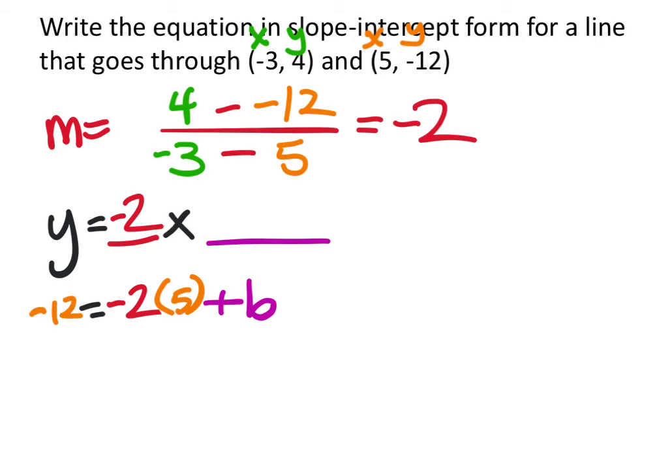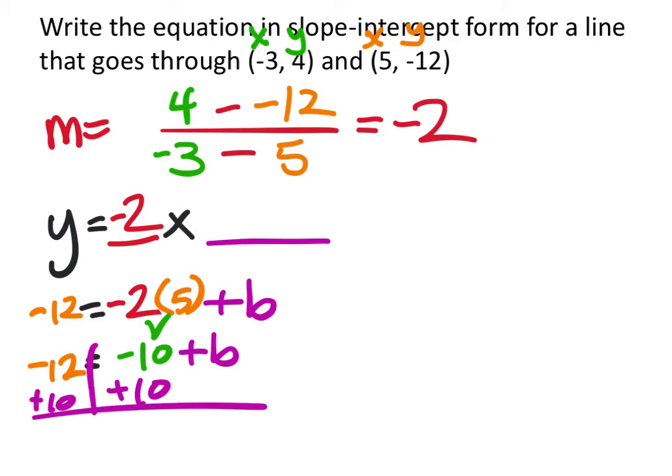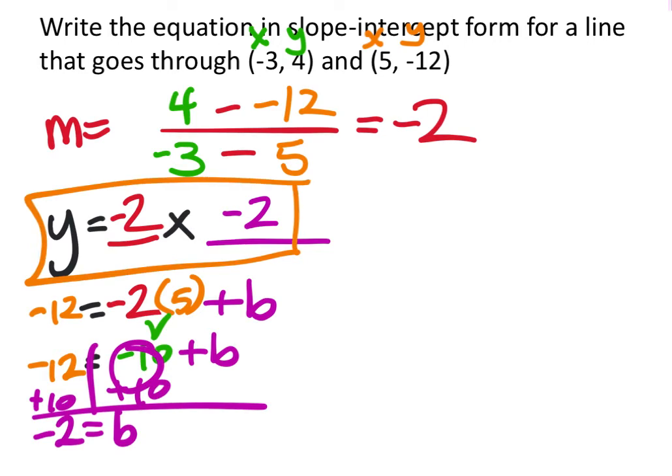Okay, so when I solve this formula, I'm going to get the same y-intercept no matter if I use negative 3, 4 or 5, negative 12. So solving this, negative 2 times 5 is negative 10. So I got negative 12 equals negative 10 plus b. Then just add 10 to both sides to zero that negative 10 out. But if I do it to one side, I got to do the other side. Negative 12 plus 10 is negative 2, and that is our b. So we just put that into the box. And we now have slope-intercept form. Slope is negative 2. Y-intercept is 0, negative 2.